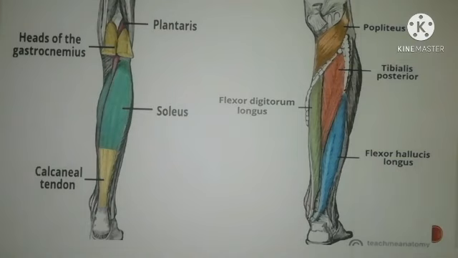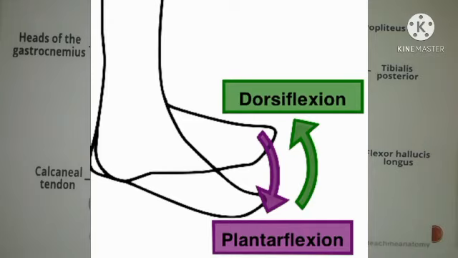The nerve supply is tibial nerve. Root value is S1 and S2. Action is strong plantar flexion.